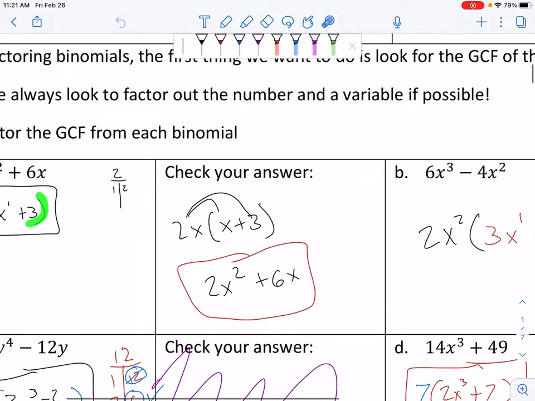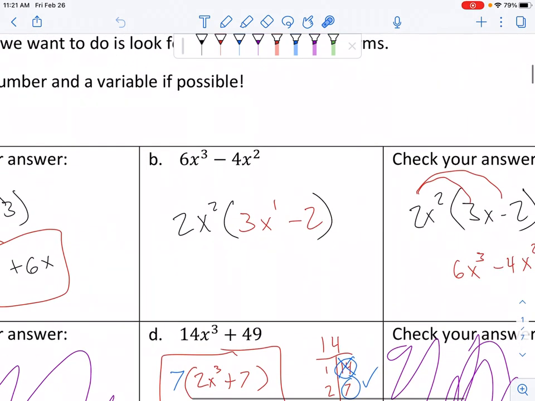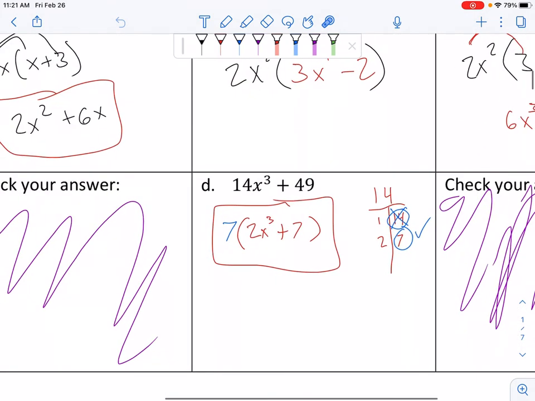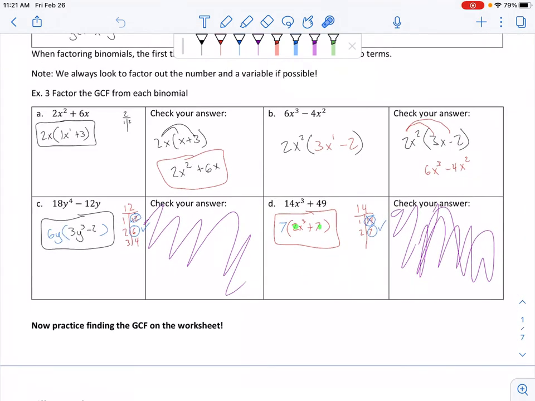And so we've been working with building fluency on these, where we divide out the common numbers. So between 14 and 49, there's a 7 in common that we can divide out, and we're left with 2x to the third plus 7.